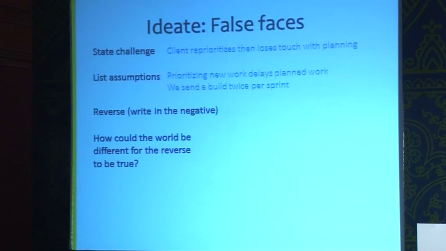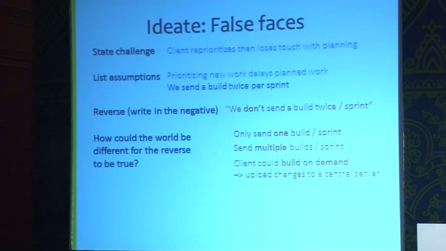The next step is to reverse, write in the negative the assumptions. Very literally write in the negative. So don't try and reword it. We don't send a build twice per sprint. How could the world be different in order for the reverse to be true? Well, I suppose we could, and this part takes a little bit of wrapping your head around, we could only send one build per sprint. Then that would fill that. We could send multiple builds per sprint. We could send many.